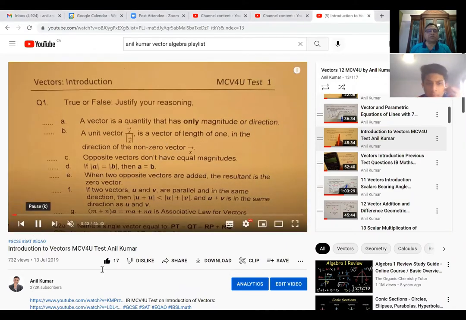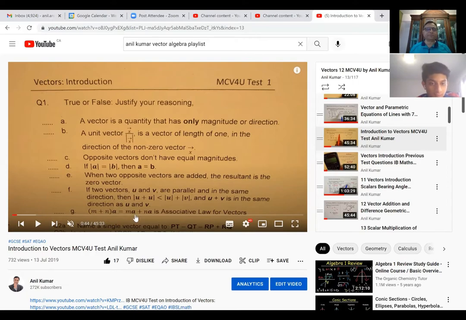So we'll quickly go through and you can answer them one by one. Please read and answer the question. Yes, sir. Question one: true or false? A vector is a quantity that has only magnitude or direction. That's false, right, sir? A unit vector x over magnitude of x is a vector of length 1 in the direction of the non-zero vector x. That's true. Correct. Opposite vectors don't have equal magnitudes. That's false, right? Yes. And if magnitude of A equals magnitude of B, then A equals B. That's also false, right? Correct. The direction could be different.